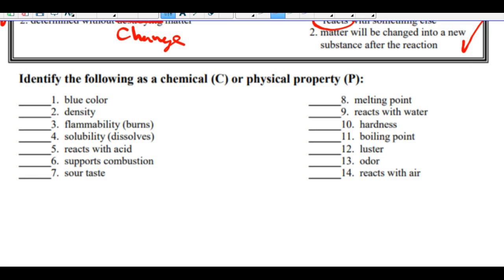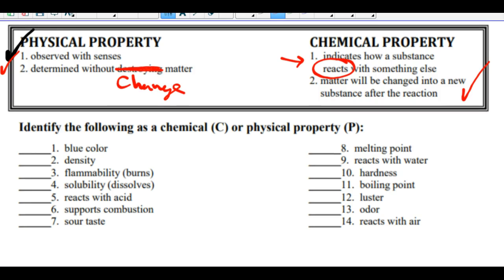So real quick, identify the following as a chemical or physical property. If we can observe it once again with our senses, then we know it's a physical property. So my eyes will tell you if something's blue. Alright, that's physical. Density is something that we can measure with our senses, I guess. It takes mass divided by volume. But to observe it, we don't change matter at all. So that's physical. Flammability, or it burns. Alright, this requires for us to know that we light it on fire, and that certainly changes. So put a C for chemical.